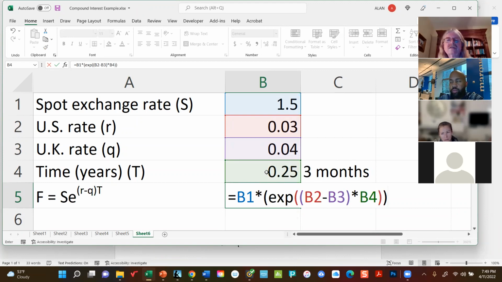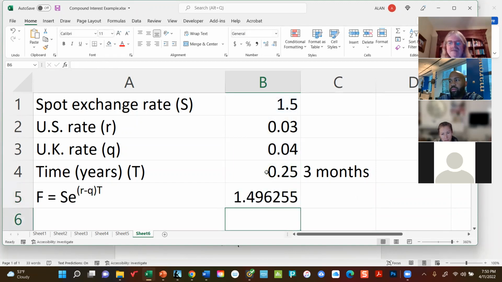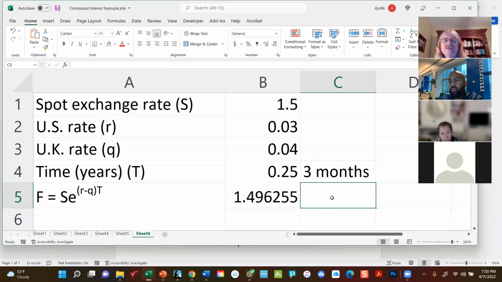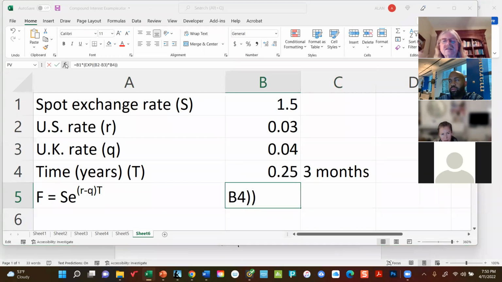Okay, so you see what I had to do. I probably didn't need all those parentheses, but I know it'll work. And voila. There's our result. E is EXP? Yes, it's spelled EXP in Excel.